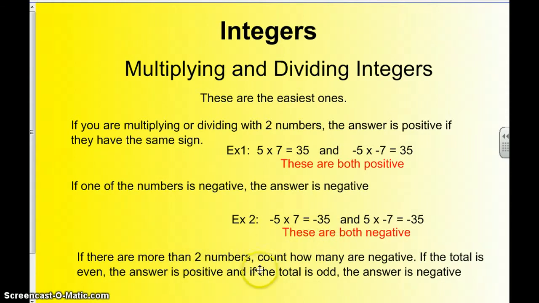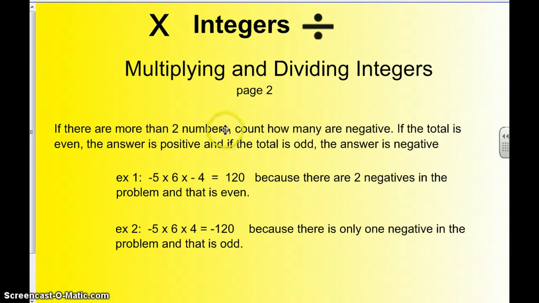If there are more than two numbers, count how many negative numbers there are. If the total is even, the answer is positive. And if the total is odd, the answer is negative. I think I repeat that on this page. But here's some examples. Negative 5 times 6 times negative 4 is positive 120 because there's two negatives. There's the negative 5 and there's the negative 4. However, negative 5 times 6 times 4 is negative 120 because there's only one negative. So I hope you understand the multiplying and dividing rules.